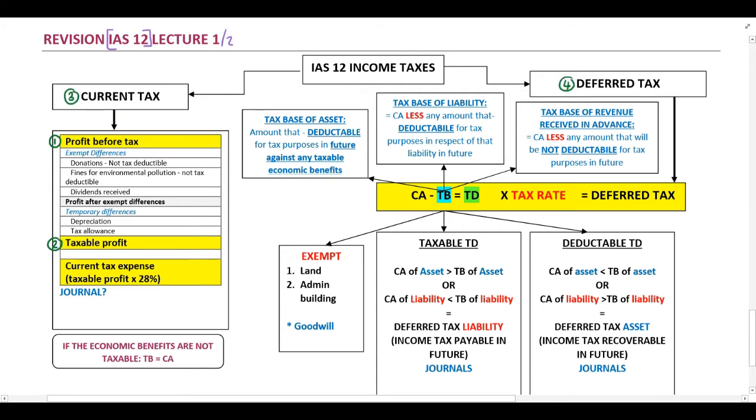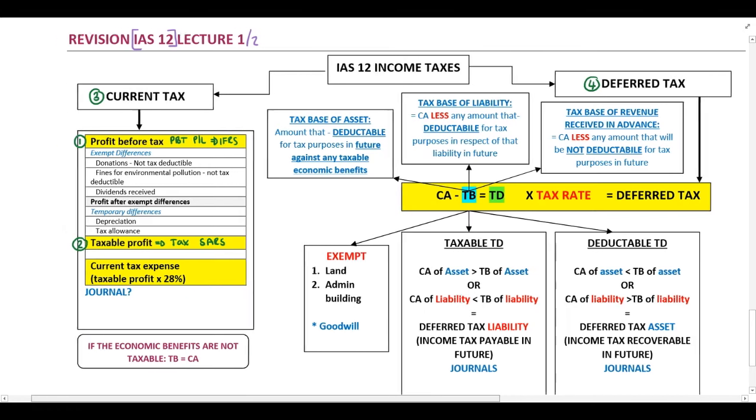Let's first have a look at our accounting profit. Your accounting profit will be your profit before tax disclosed in your profit and loss statement that is calculated based on your accounting rules, IFRS, compared to your taxable profit that will be based on your tax rules regulated by SARS. Now, how do we calculate our taxable profit?